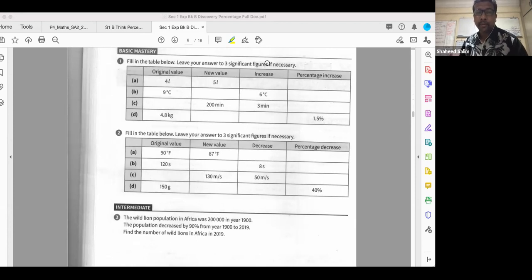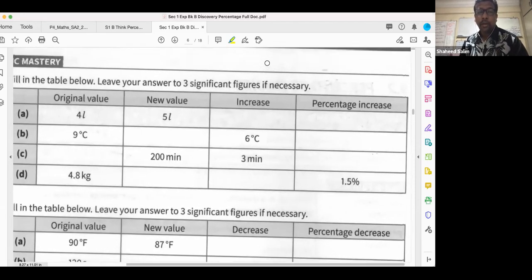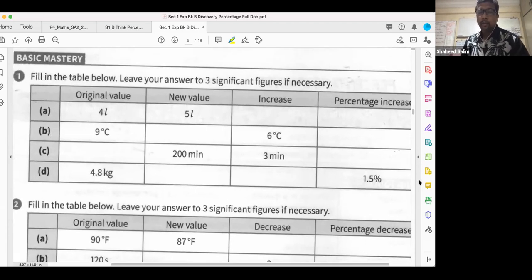Let us try this one. Basic mastery. We try number 1. First of all, the original value is always 100%. I'll just do the first one with you. So the original value down here is how many? 100%. You must know this is 100%, okay? And then the new value is here. What's the increase? The increase is 1 liter. How to find the increase? You use a formula. I'm giving it down here, you write 1.